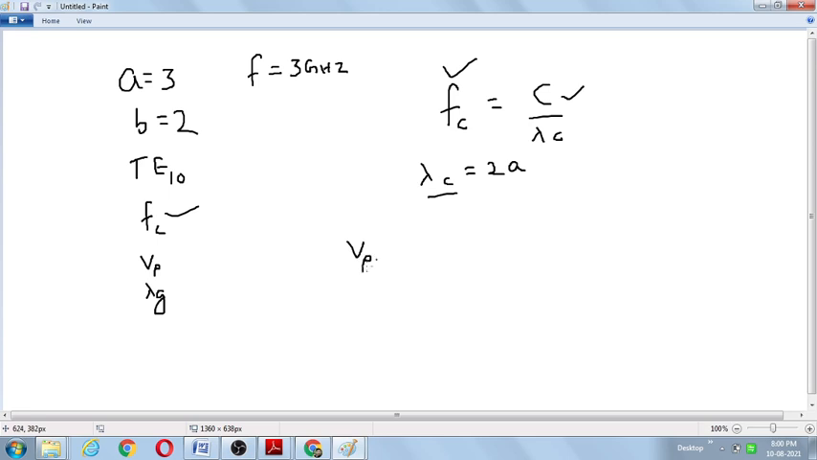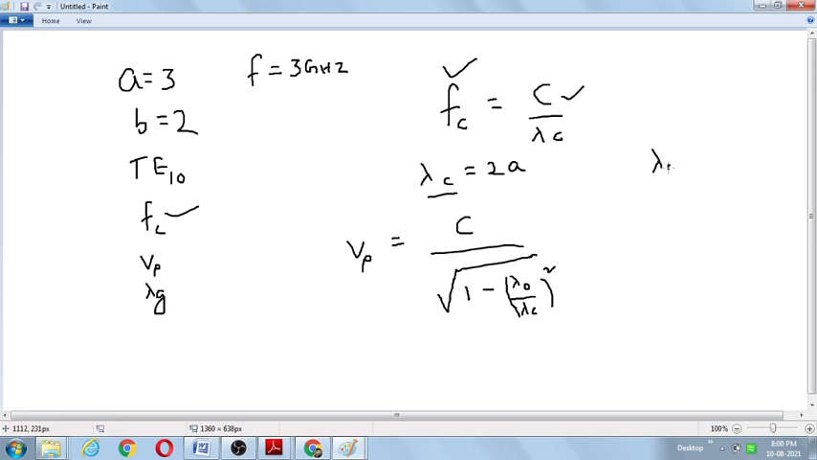Once cutoff frequency is obtained, it is easy to find phase velocity also. V suffix p is equal to c, where c is equal to 3 into 10 power 8 meter per second or 3 into 10 power 10 centimeter per second, divided by square root of 1 minus lambda naught by lambda c whole square. Already lambda c is calculated. Lambda c is equal to 2a, 2 into 3 centimeters. How to calculate lambda naught?